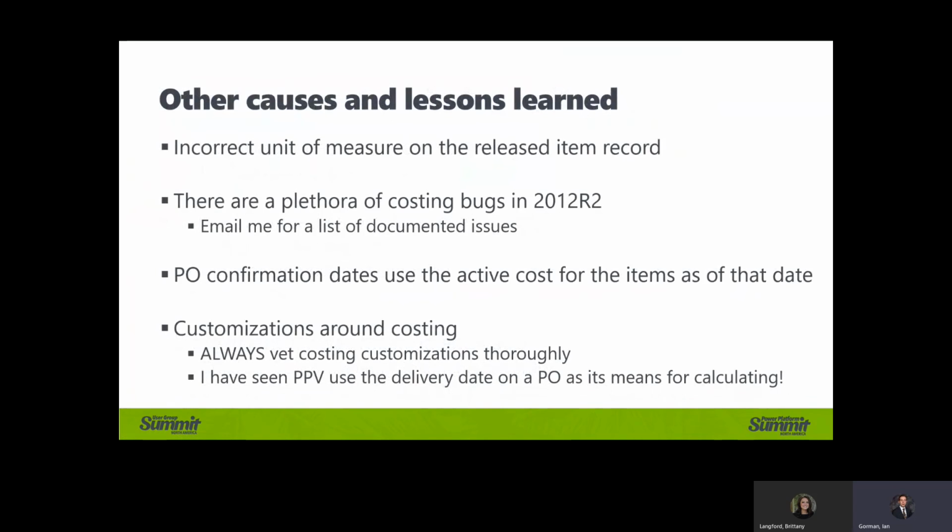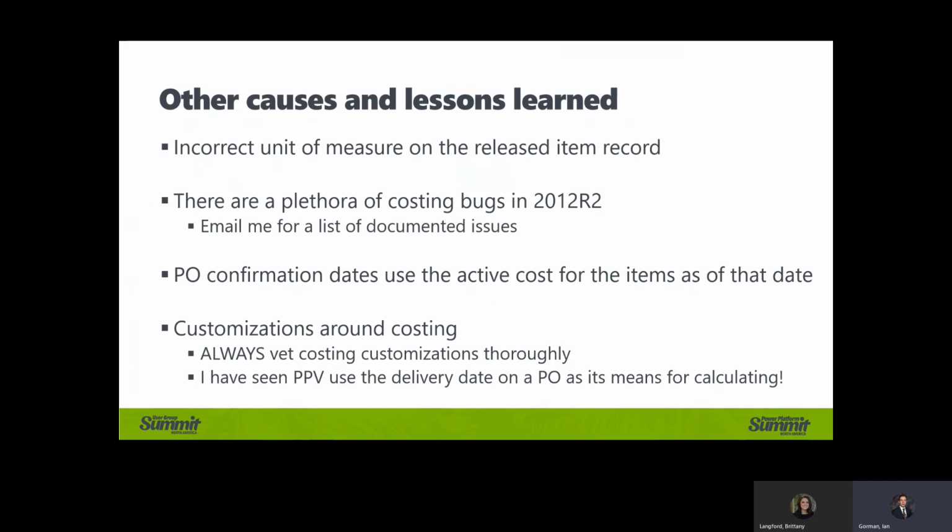So moving on to other causes and lessons learned. I've seen circumstances where a unit of measure under released item record causes a problem, where there might be a conversion between maybe bag and pound, for example, but it's not too often. If you believe you've come across a scenario like this in your environment and you would like some further information, feel free to reach out to me.